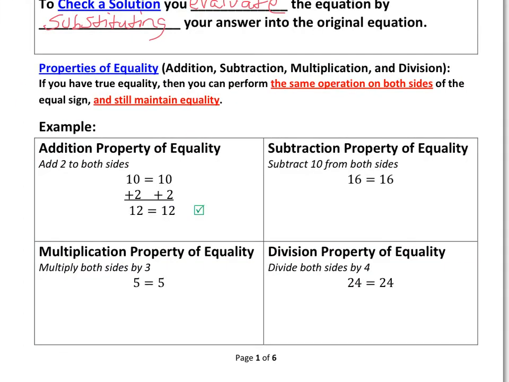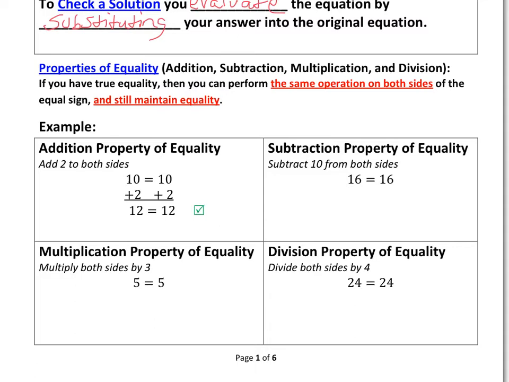All right, let's talk about properties of equality. It's a very simple concept that basically means we are going to do the same exact operation on both sides of the equal sign and still maintain equality. That's all it means. So for example, down here, let's look at the addition property of equality. If I start out here with 10 equals 10, I think we can all agree 10 equals 10, and I add the same exact thing to both sides of that equal sign. So in this case, I'm adding 2. I get 12 on one side and 12 on the other. I still have equality.